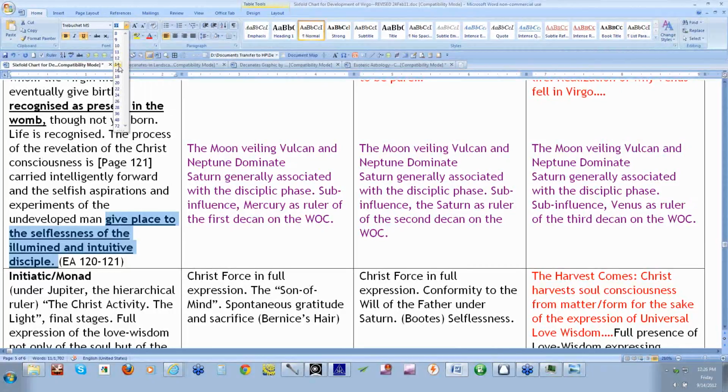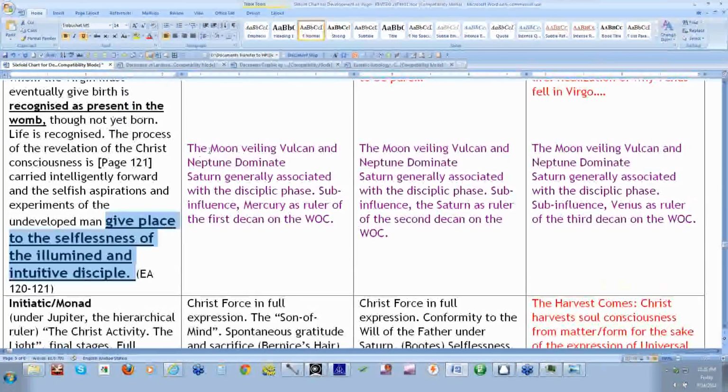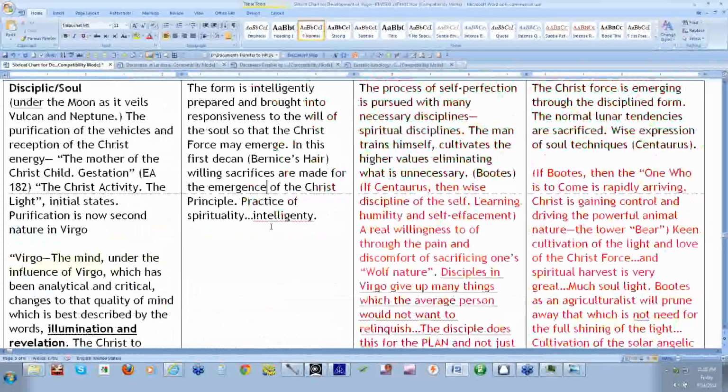Now, it just struck me, if I am repeating myself here, please forgive me. I can never repeat myself entirely, I suppose. We're in the Mercury decanate for the disciple, and the form is intelligently prepared and brought into responsiveness to the will of the soul, so that the Christ force may emerge. And this is the first decan. Bernice's hair signifies the willing, intelligent sacrifice made for the emergence of the Christ principle.